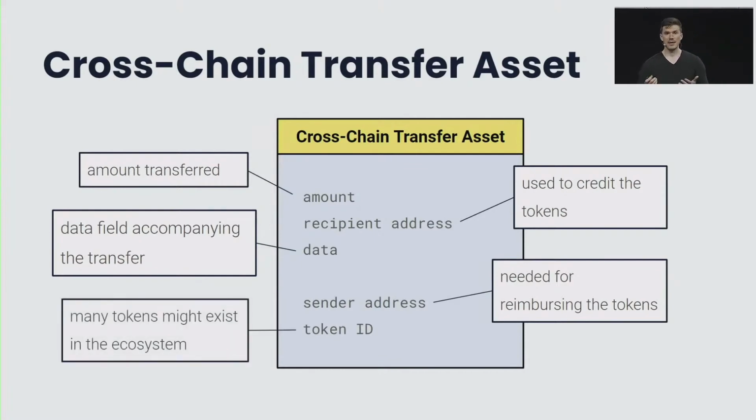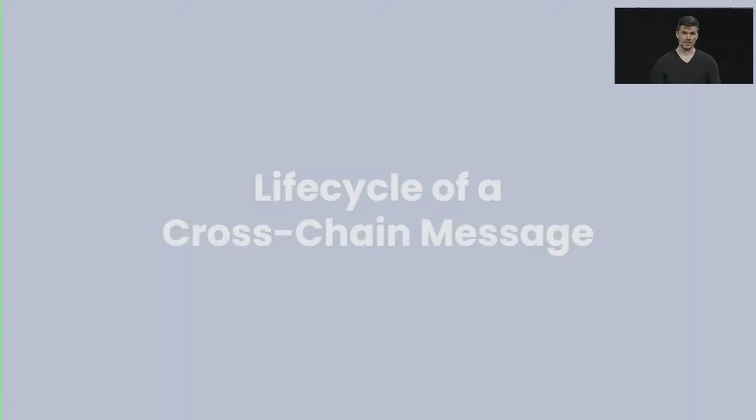And lastly, and maybe most importantly, you need to specify which token you are sending. When you are on the Lisk chain, it's obvious that any token transfer is the LSK token. However, once you are in the Lisk ecosystem and there are many, many tokens flying around, well, you need to specify which token you are exchanging. Okay, and so this is all there is to a token transfer asset. And now let's see how this message would be created and transferred in the ecosystem.